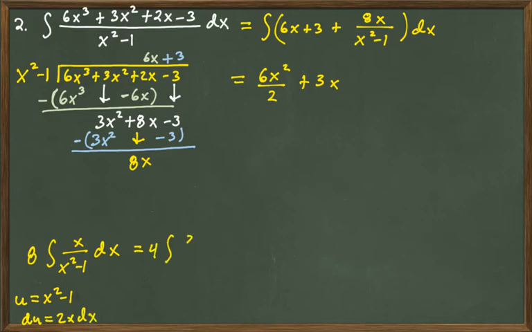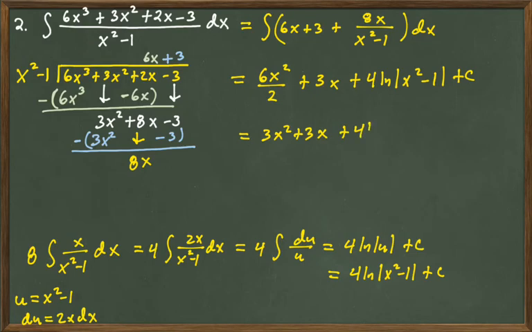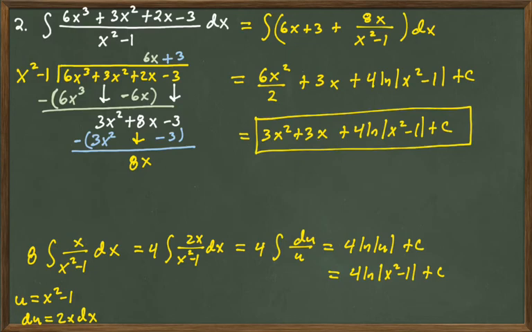So go ahead and steal a factor of 2 from the 8 and make that a 4. Okay, so that's going to be 4 integral of du over u. So 4 ln absolute value of u plus c. So 4 ln absolute value of x squared minus 1 plus c. And we'll need to leave those absolute value bars on there because we're not sure where the x is, so we want to make sure it's positive. All right, so this becomes 3x squared plus 3x plus 4 natural log absolute value of x squared minus 1 plus your constant of integration.